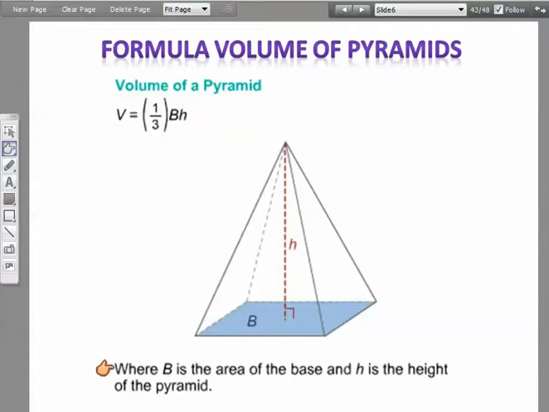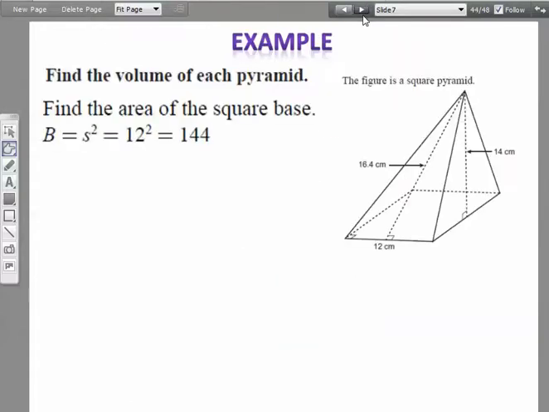So here again, B is the area of the base and H is the height of the prism. So this blue part is the area of the base. This red dot dash line is going to be your height. It doesn't matter whether it's oblique or if it's right, the same formula works.